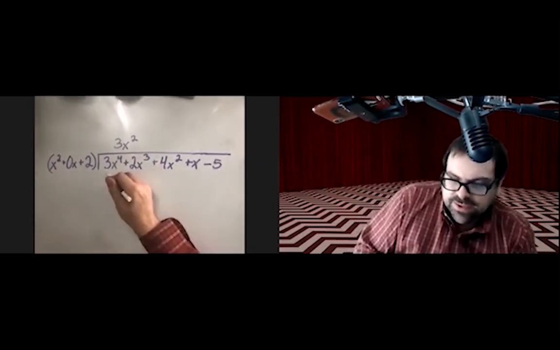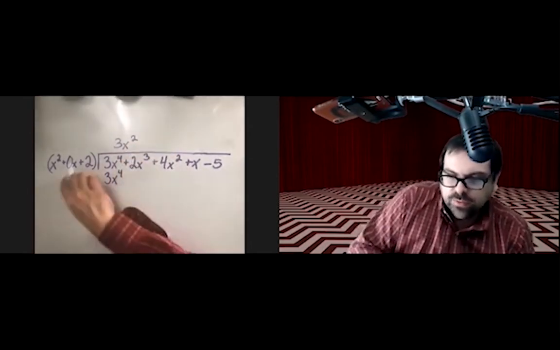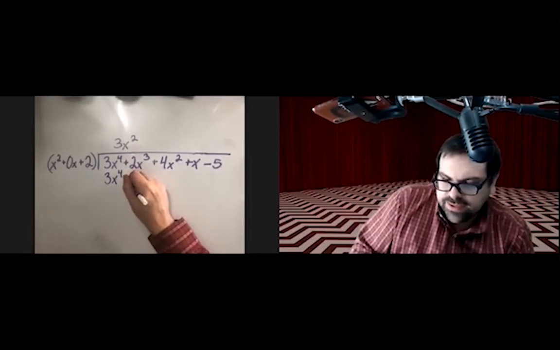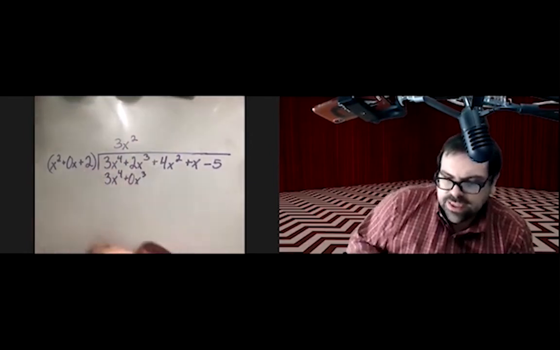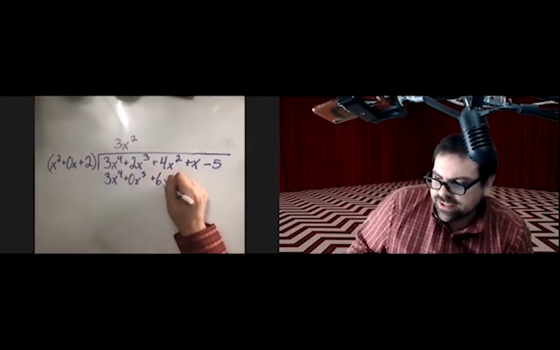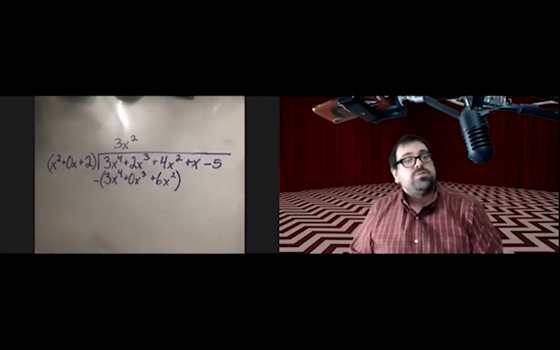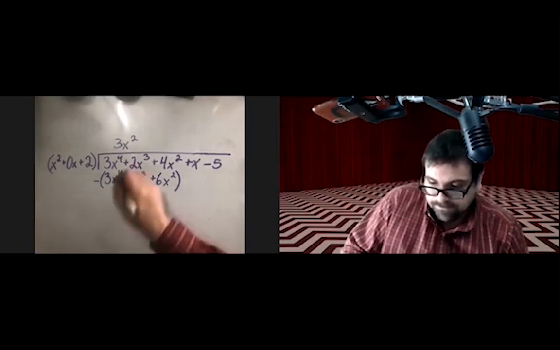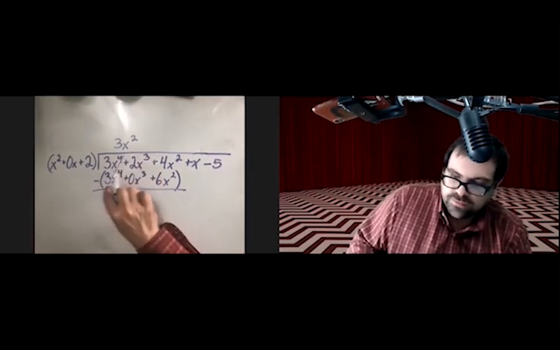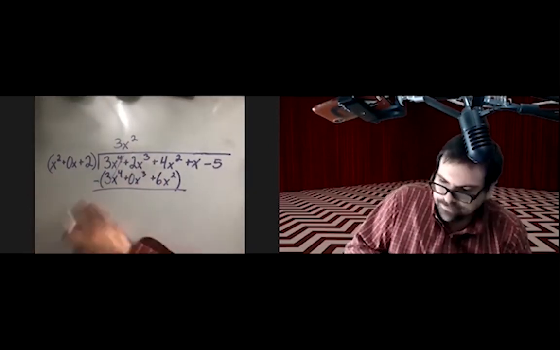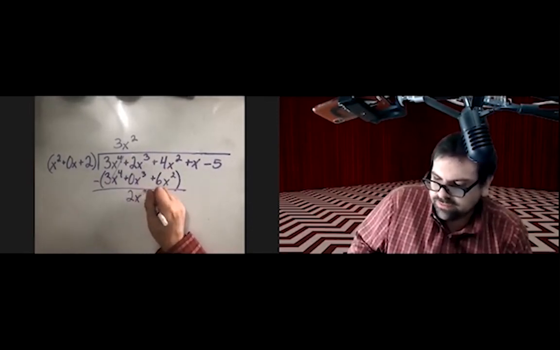3x squared times x squared is 3x to the fourth. 3x squared times 0x, that's going to be a 0x cubed. 3x squared times positive 2, that's positive 6x squared. Subtract, but make sure you have your parentheses because you're subtracting the whole thing. Three x to the fourth minus itself. Bye-bye. 2x cubed minus 0x cubed. That's just positive 2x cubed.